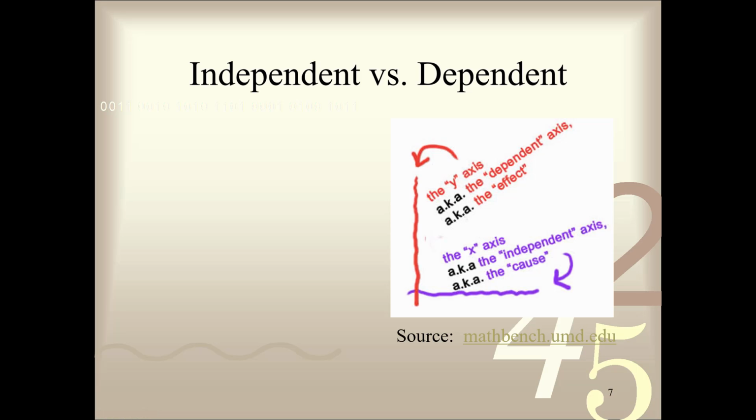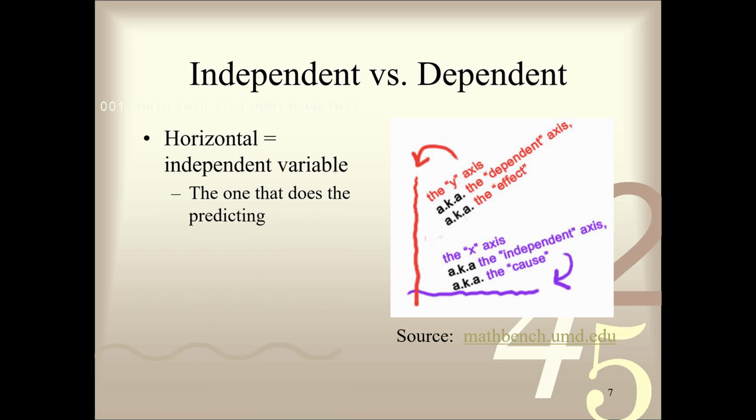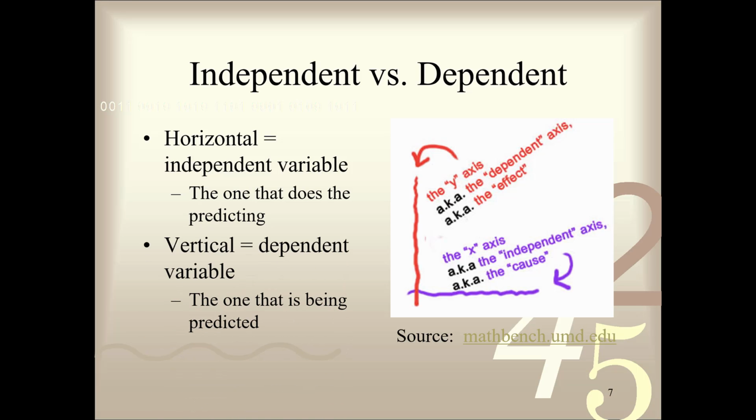Okay, just a note about the independent and dependent variable. The x-axis is always the independent variable. So think of that as the thing doing the predicting or causing the other variable to occur. And the y-axis is always the vertical. So the dependent axis, it's dependent on the x. It's dependent on the cause, or the horizontal axis, the effect. Okay, so horizontal is the independent variable, the one that does the predicting, and the x-axis, and the vertical is the dependent variable, the one that's being predicted, the y-axis.